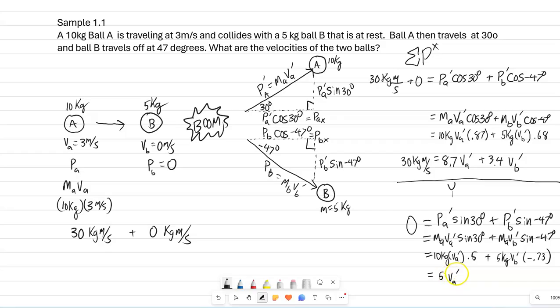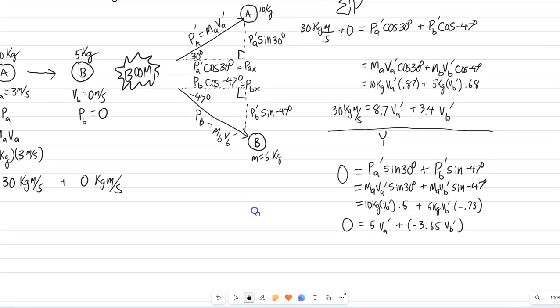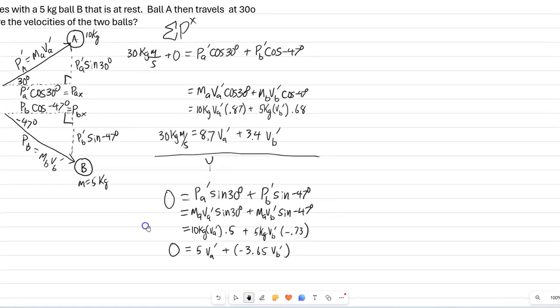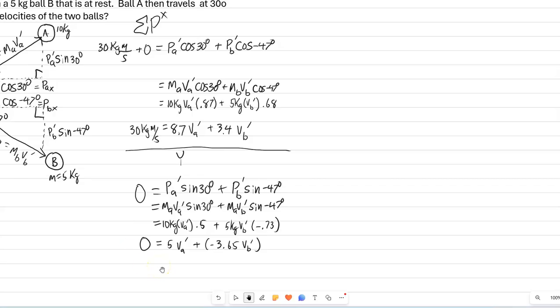5 times the velocity A prime plus, let's see here, negative 3.65 velocity B prime. And that should all equal 0. Now I can move this whole thing this way because we're going to do a wee bit of substitution.